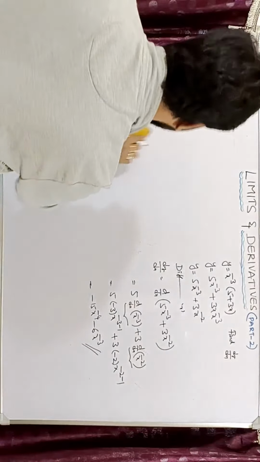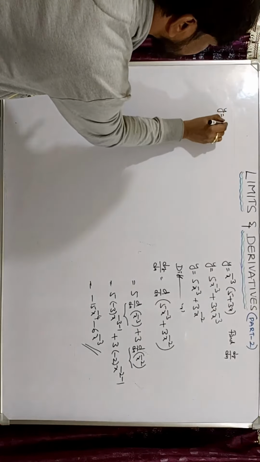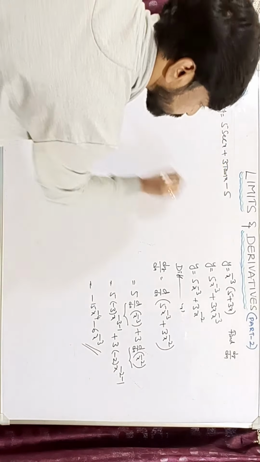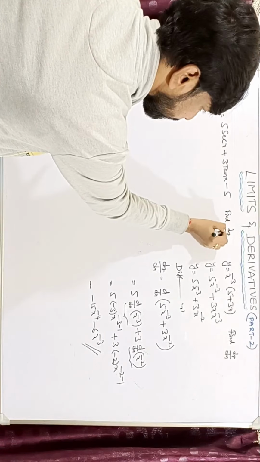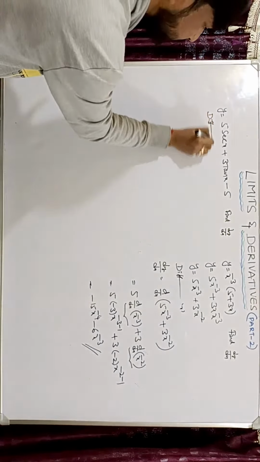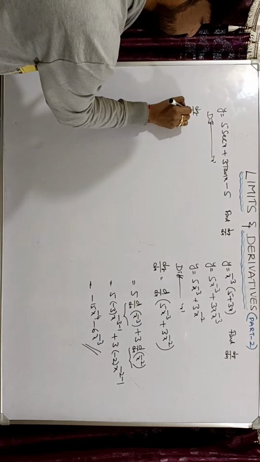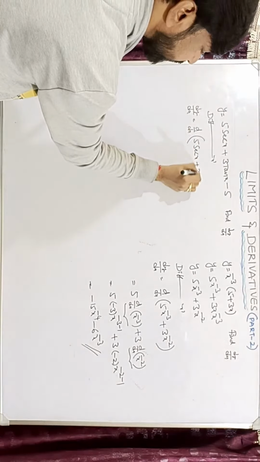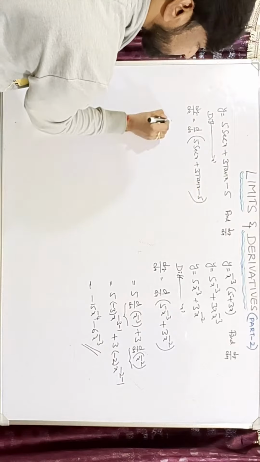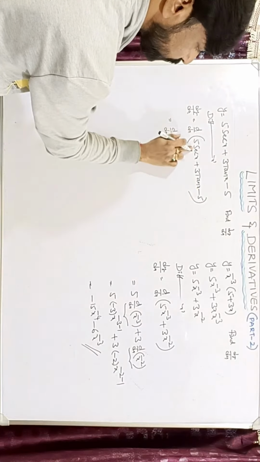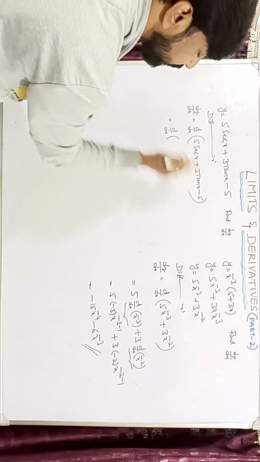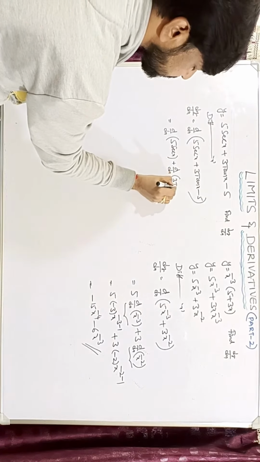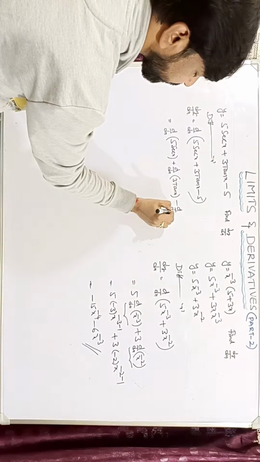A similar model. Otherwise, the question they are going to ask is like this. y is equal to 5 secant x plus 3 tan x minus 5. Questions of this kind. Find dy by dx. Very simple. Just differentiate with respect to x. dy by dx is equal to d by dx of 5 secant x plus 3 tan x minus 5. This can be written as d by dx of u plus v plus w. You can split it into individual derivatives: d by dx of 5 secant x plus d by dx of 3 tan x minus d by dx of 5.